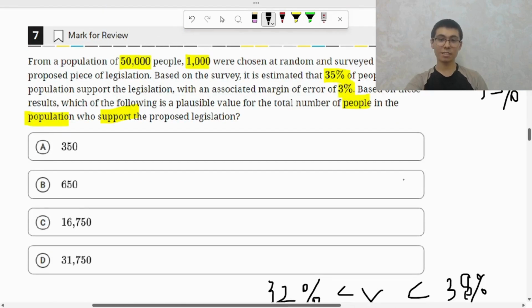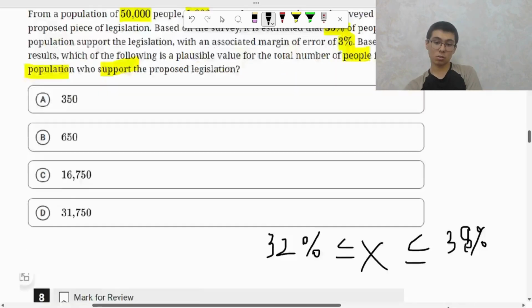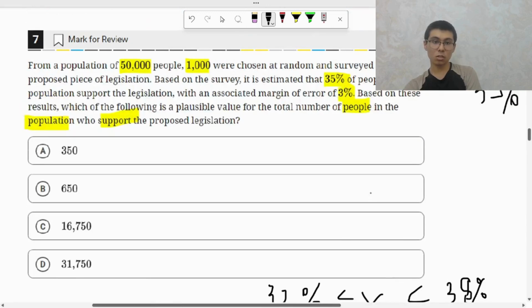You might think, how are you getting all these numbers? What I'm doing essentially is subtracting 3 from 35. 35 minus 3 is going to equal 32. And the maximum percent of people who are going to support the legislation is 35 plus 3. So it's going to be between these percentages. So we know that there are 50,000 people in the population, right?